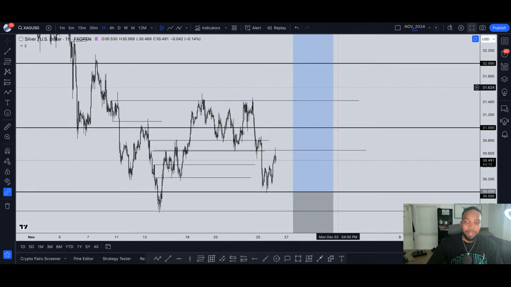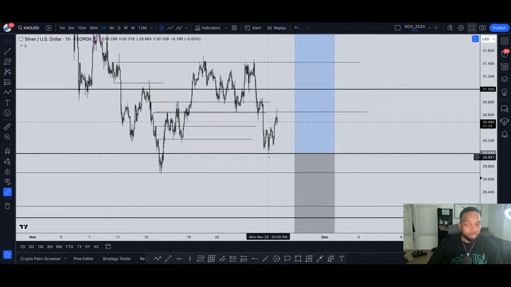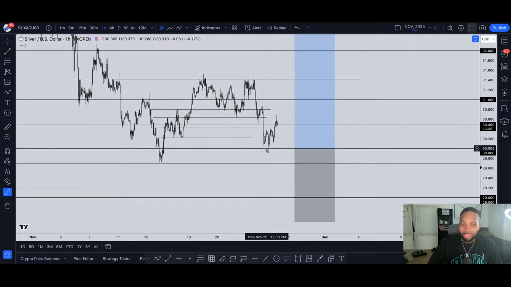Silver. Dang, oh snap. I wonder if my buy limit activated. I have one right here at 30. Super clean. Let me delete these lines. Probably did.